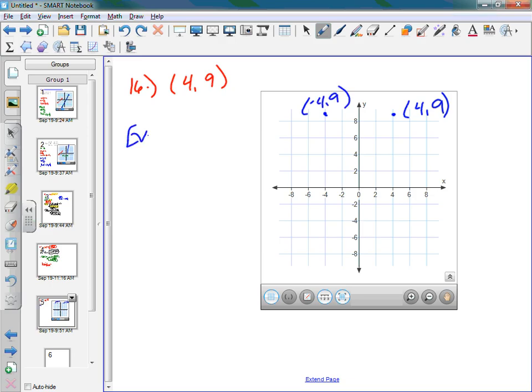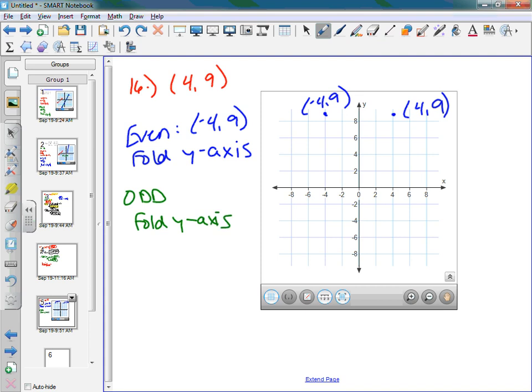So my even means I fold over the y-axis to get the point -4, 9. Do we see that? Now what does odd do? What does odd do? Odd, you're going to fold over the y-axis and then the x-axis. So I go to my even point, and then I'm going to fold that over the x-axis. So what's that going to give me? I fold it down. So where's it going to put me? -4, -9 is going to be my odd point.